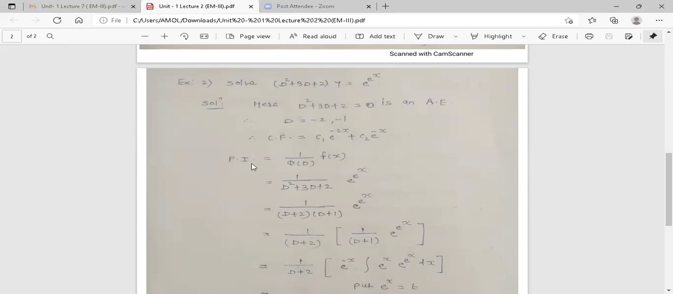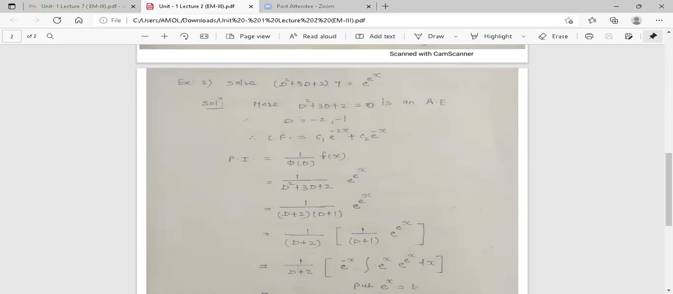Now the formula for PI is 1 upon phi of D into f of x. So your phi of D here is D square plus 3D plus 2, into f of x. F of x is the function e to the power x. Now the factors of D square plus 3D plus 2 are D plus 2 and D plus 1, because 2 plus 1 is equal to 3 and the multiplication of 2 and 1 is 2.